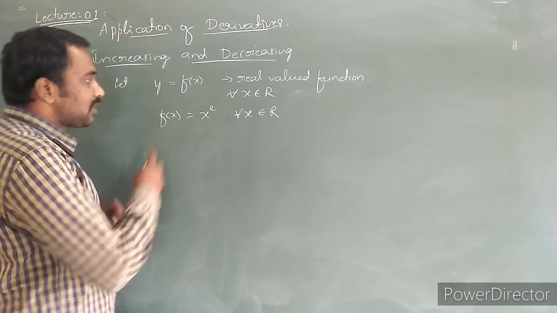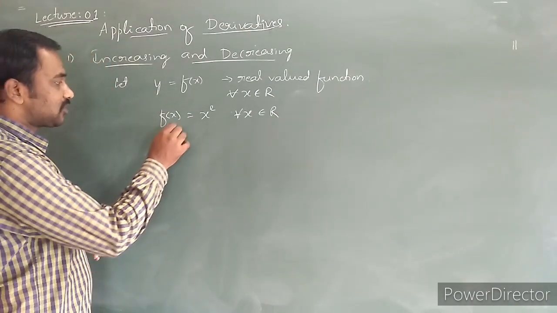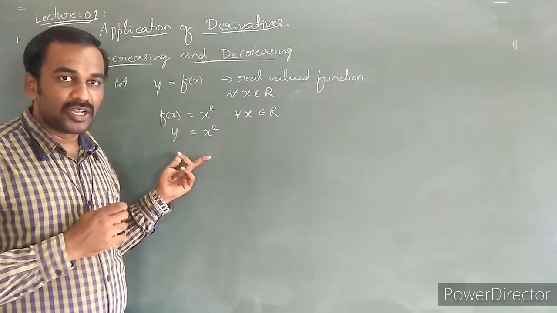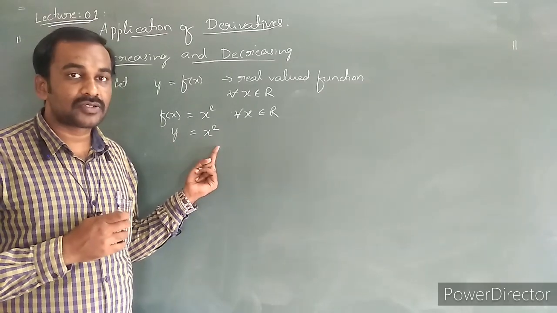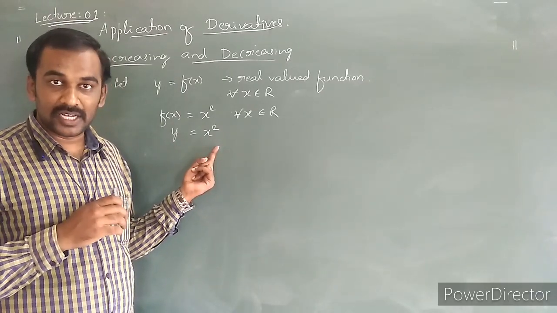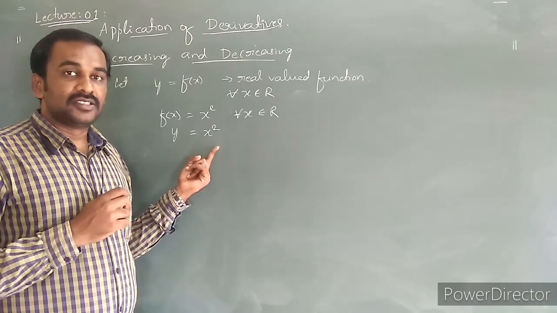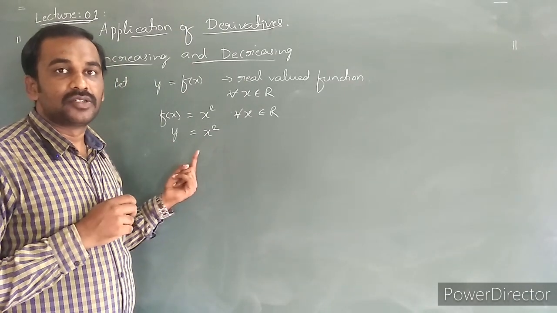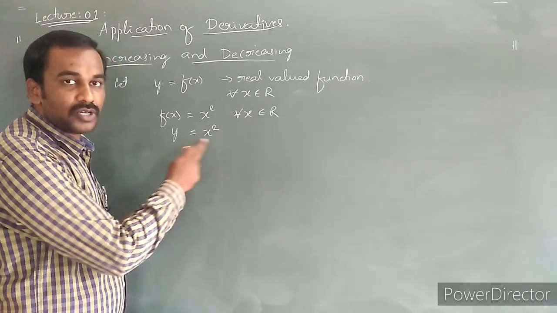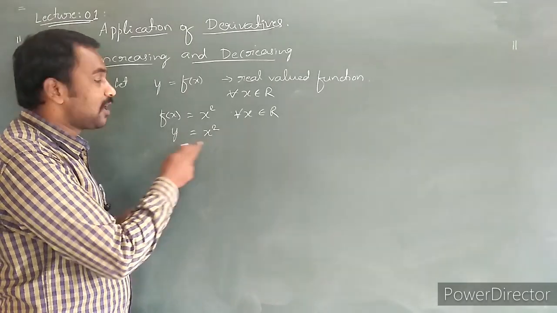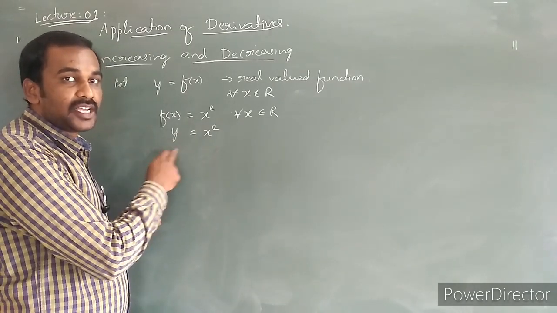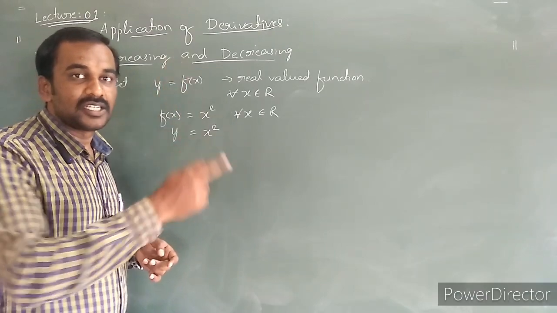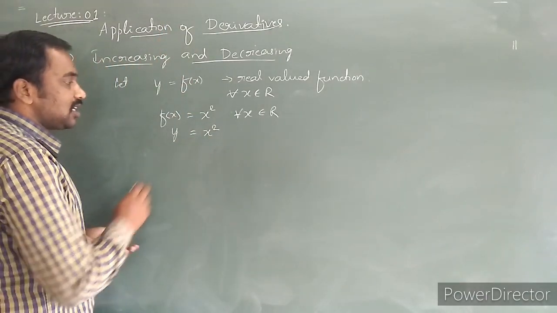Instead of writing f of x is equal to x square, if I write y is equal to x square, you already know the name of this curve. It is a parabola. What is the shape of the parabola? It is an upward parabola. x square is equal to 4ay, x square is equal to minus 4ay, y square is equal to 4x, y square is equal to minus 4x. The form x square is equal to 4ay is an upward parabola.